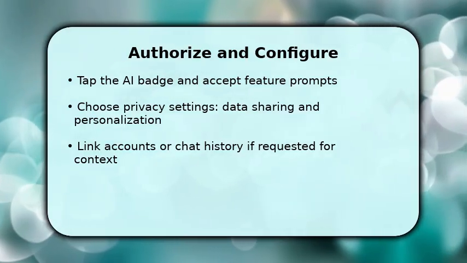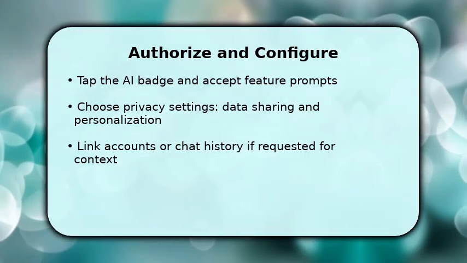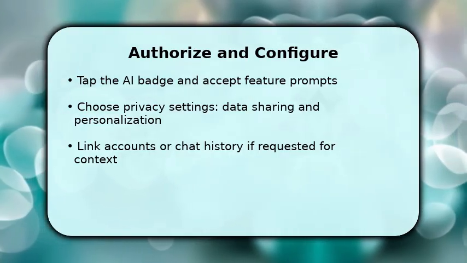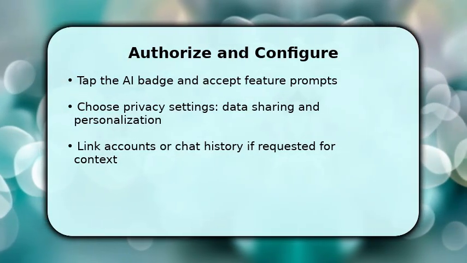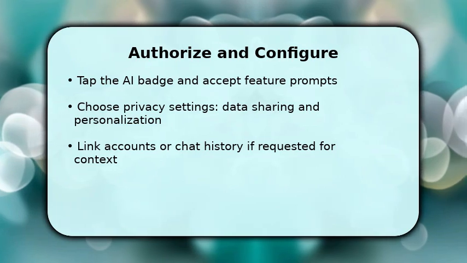Next, connect optional sources like chat history or linked accounts to improve contextual replies. Once you configure those options, the AI will index available context. Give it a minute. After indexing, you'll see a demo or tutorial. You finish by activating the feature.